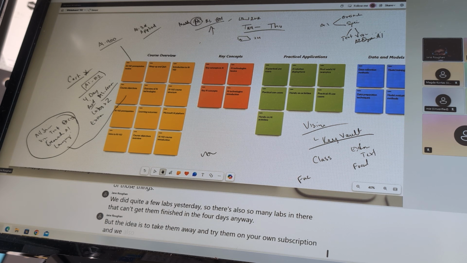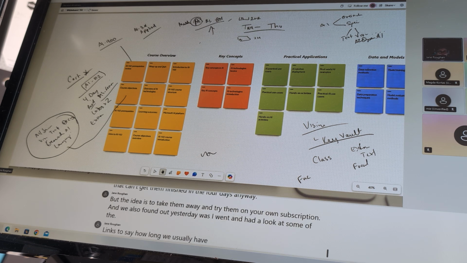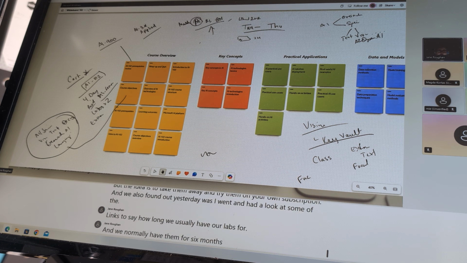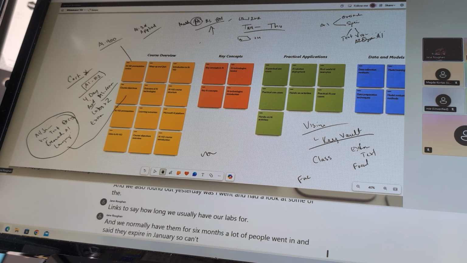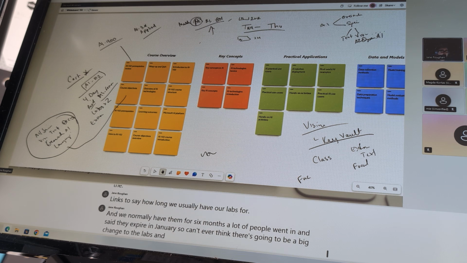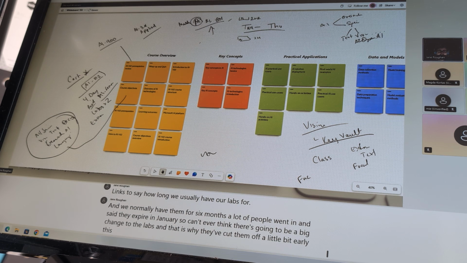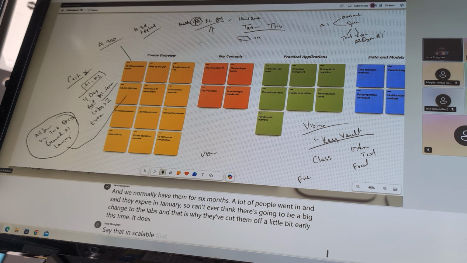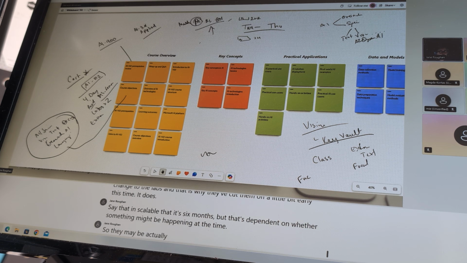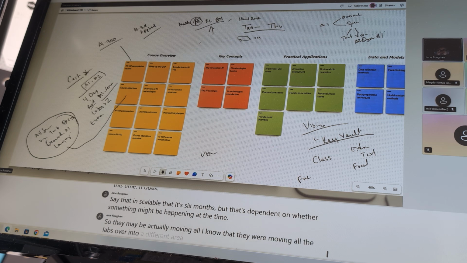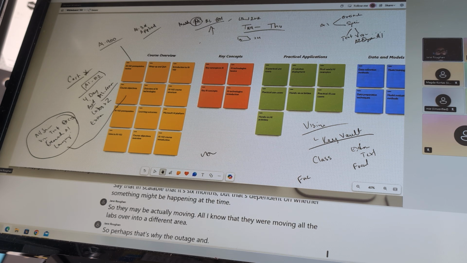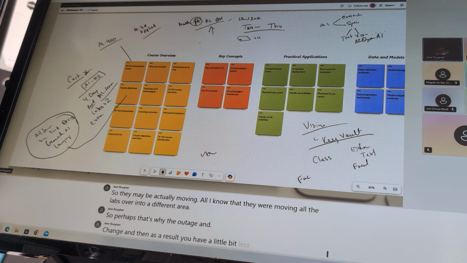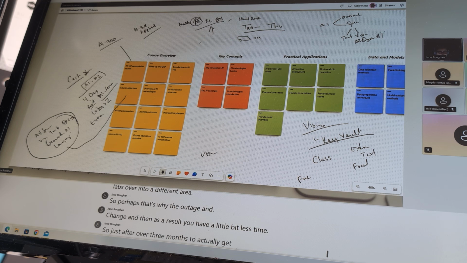We also found out yesterday, I went and had a look at some of the links to see how long we usually have our labs for, and we normally have them for 6 months. A lot of people went in and said they expire in January, so I can't help but think there's going to be a big change to the labs, and that is why they've cut them off a little bit early this time. It does say in Skillable that it's 6 months, but that's dependent on whether something might be happening at the time. They may be moving all the labs over into a different area, so perhaps that's why the outage and the big change, and as a result you have a little bit less time, just over 3 months to get ready and do those labs, so a little bit of a disadvantage there.